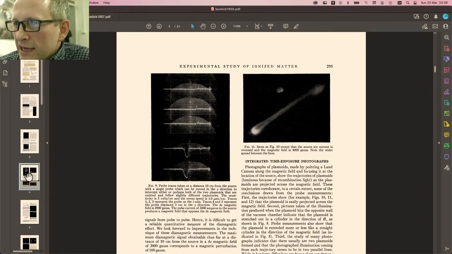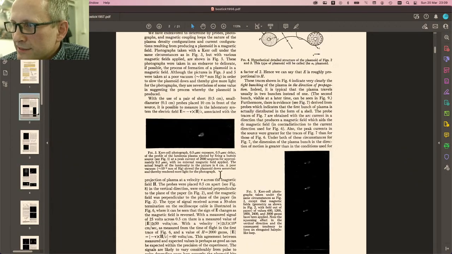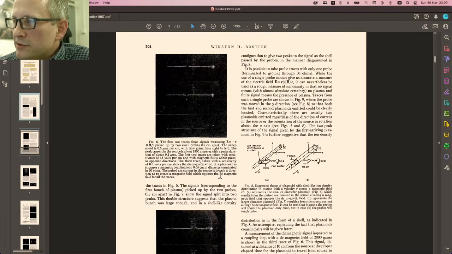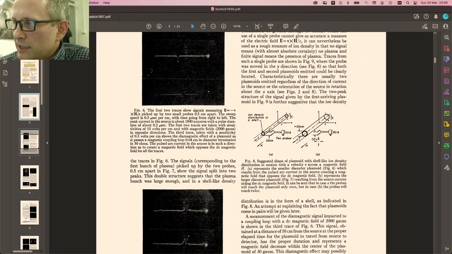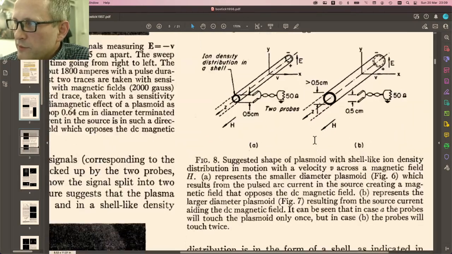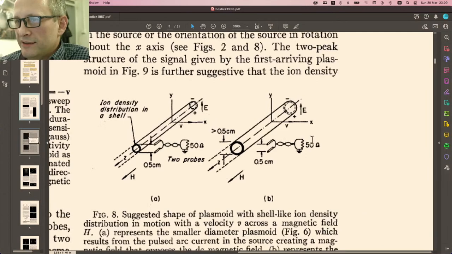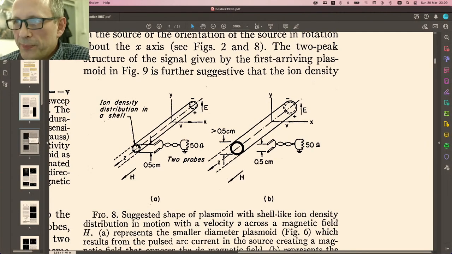And I don't know whether it's captured. Oh, no. Yes, it's captured some of my highlighting. Okay. All right. So anyway, you can read this in your own time. I think some useful images here are this one, which is how they determined some of the structure.